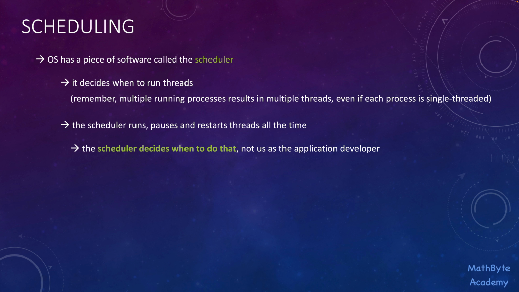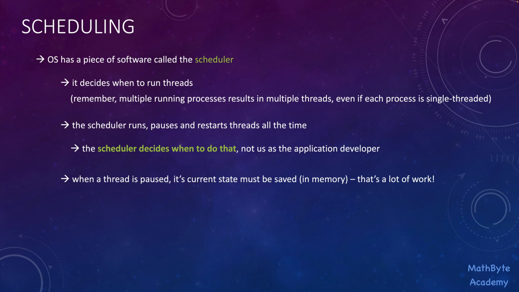If we're writing a multi-threaded application, we don't really get to decide when that thread is going to get paused and when the other one's going to get started. That's the scheduler that does that. And the scheduler really has no knowledge of the code that we're running, right, of our logic. So when a thread is paused, its current state must be saved in memory.